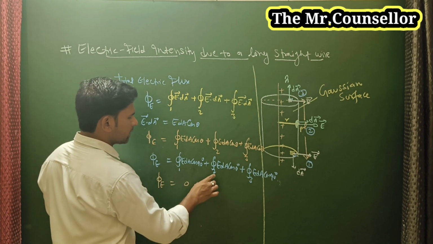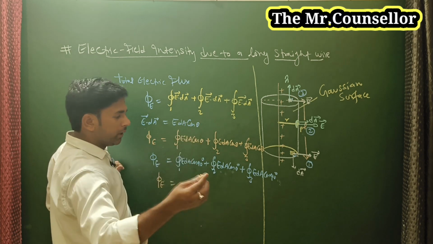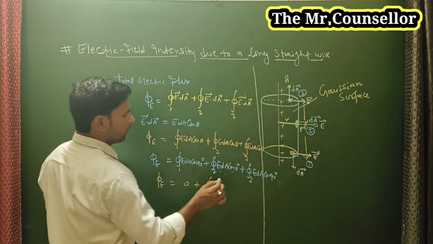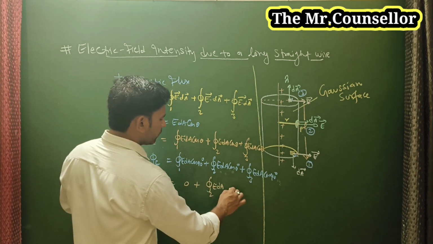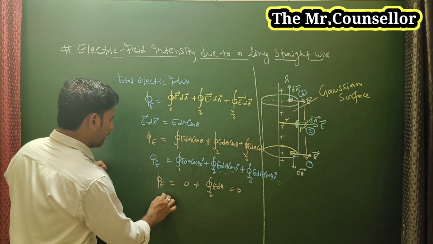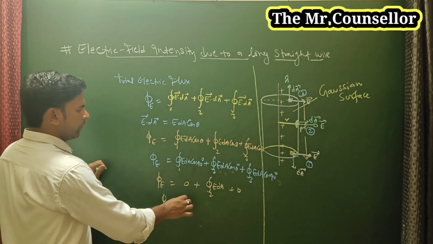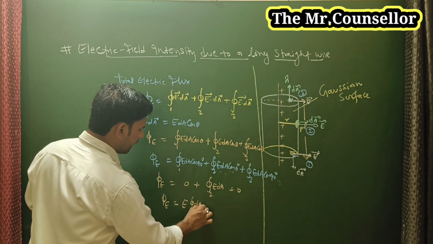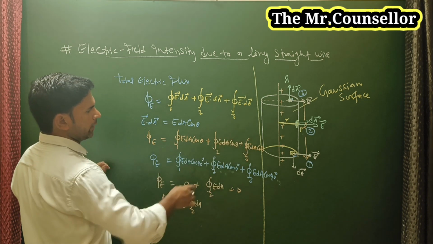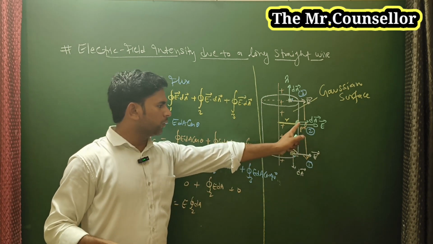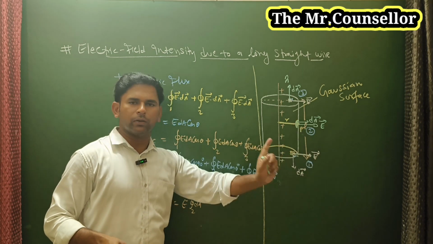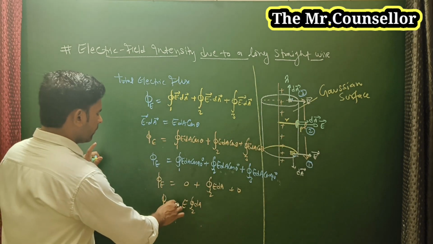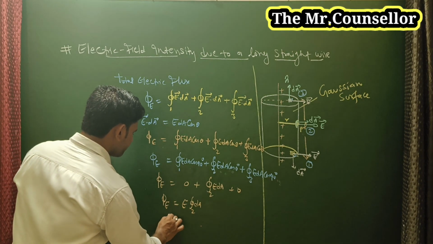So phi E is equal to 0 plus, and cos 0 is equal to 1, so you can write here E dA. Is it okay or not? Very good. So the others will be 0. So phi E is equal to E dA for the second surface. Due to only this second surface area that you are considering, you are going to find the electric flux.